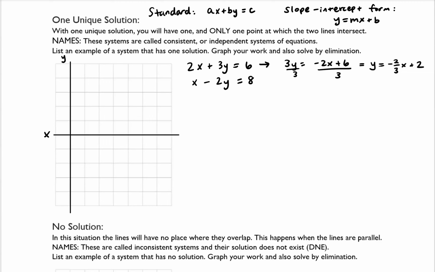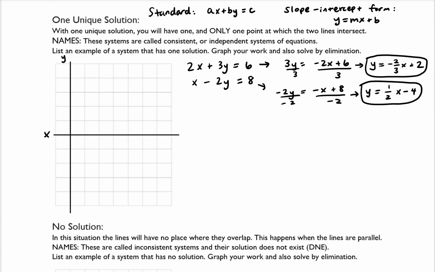Okay. Now for this next one, we also want to convert this into slope-intercept form. So I'm going to subtract x on both sides, and we get negative 2y equals negative x plus 8. And then if I divide both sides by negative 2, then we get y equals 1/2 x minus 4. So now that we have our two equations in slope-intercept form, let's go ahead and graph them on the grid that's provided up to us on the left-hand side.